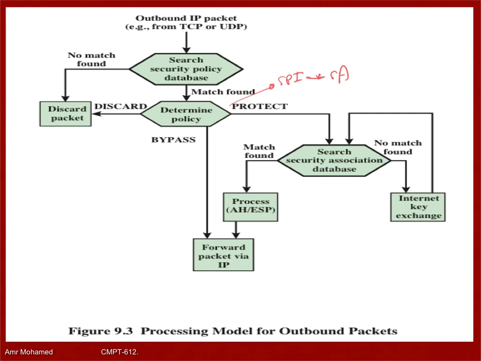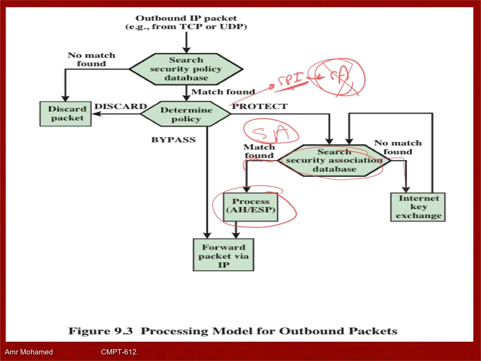So we have the security parameter index. If we look in the security association database using the security parameter index and we find a match, this means that we do have a match for a security association that we can use. So in that case, we add the ESP header or AH header before we forward it to IP.